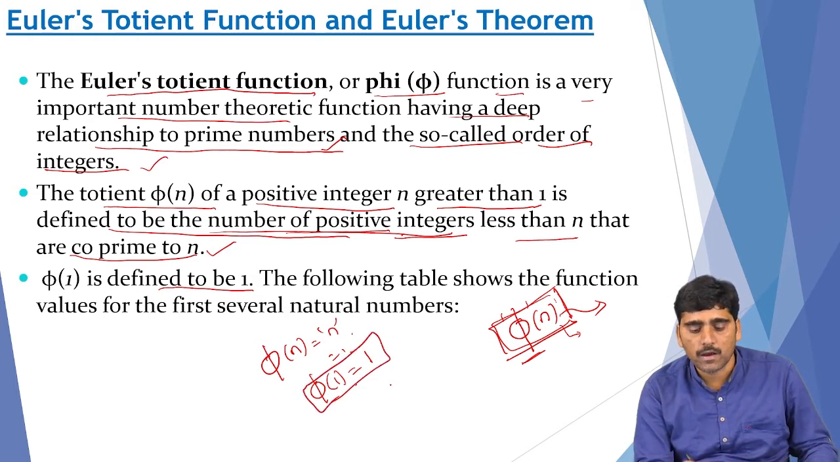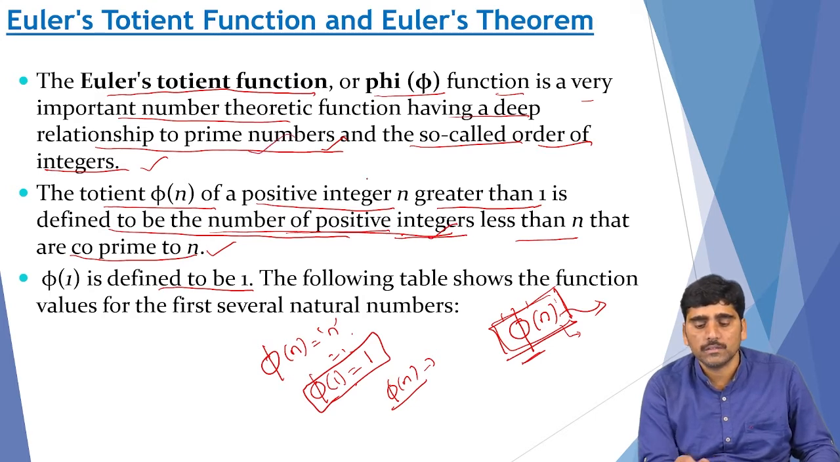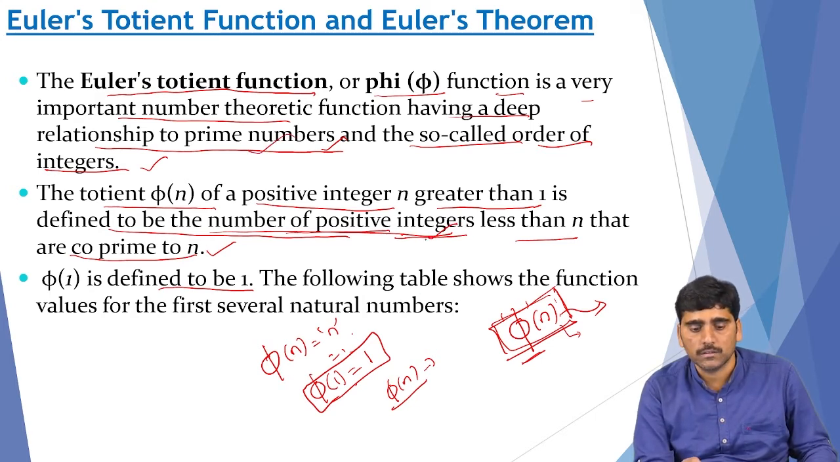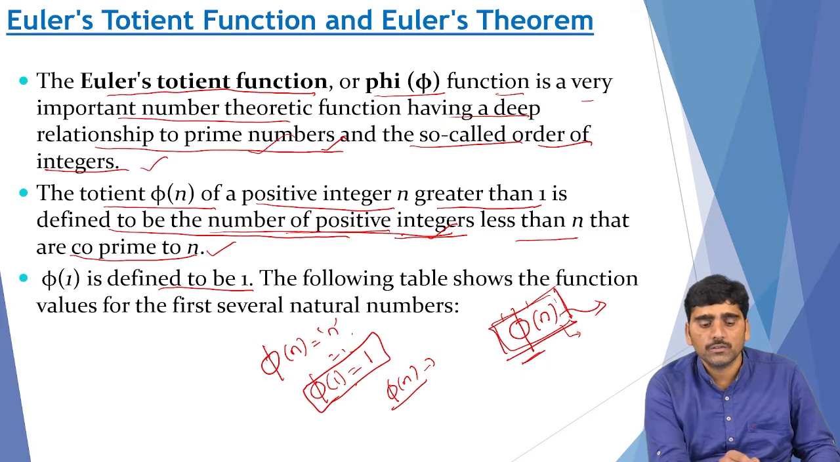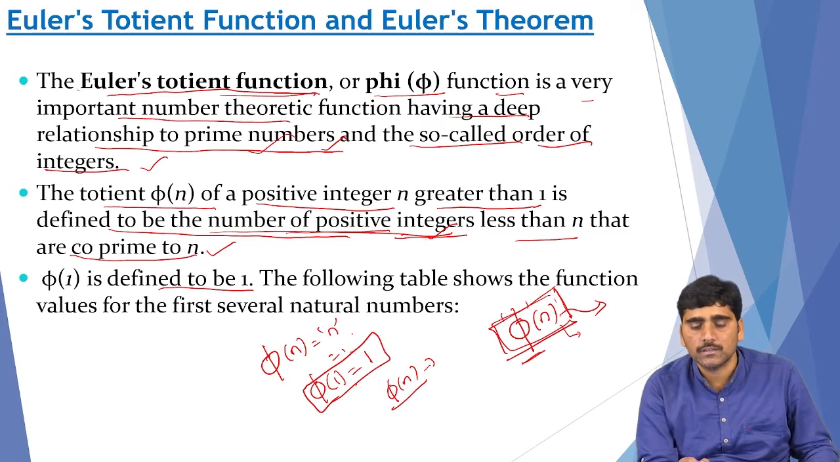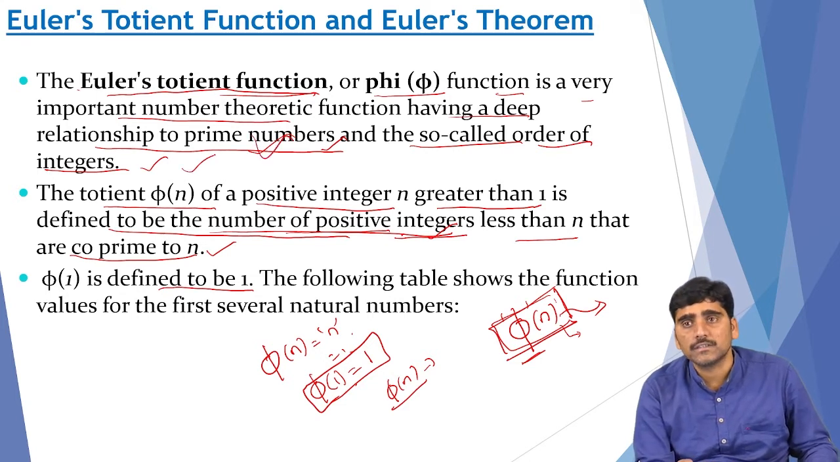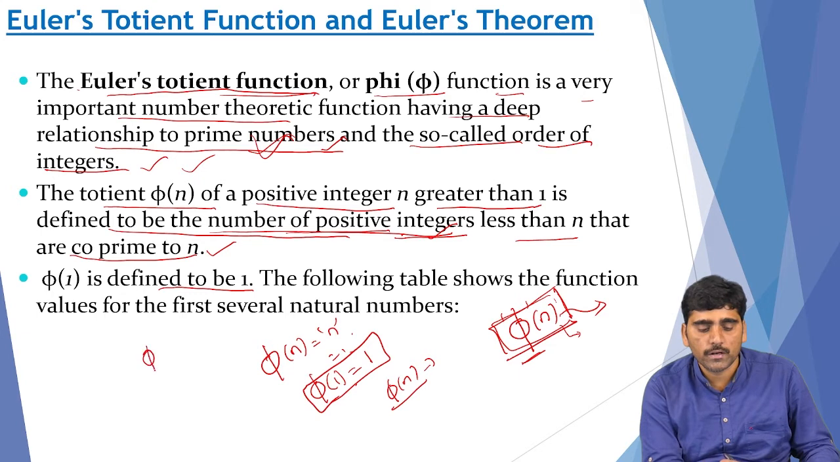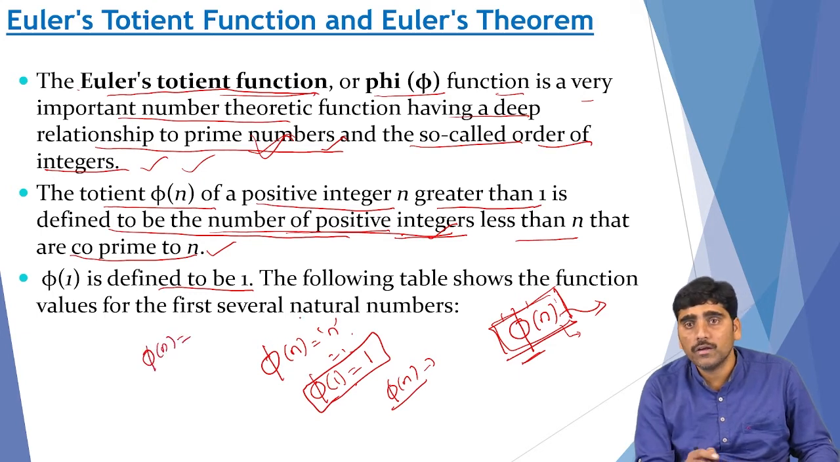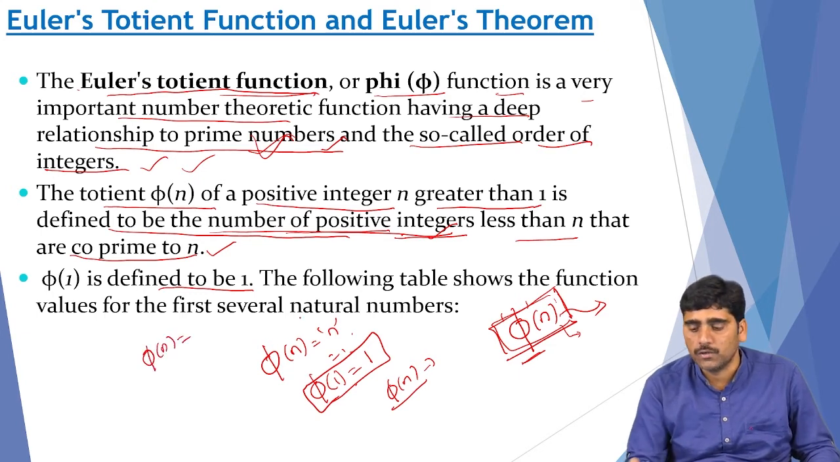So this phi of n, the Euler totient function, has a deep relationship with the positive integers and with the prime numbers. That is what we mentioned here. Simply, the Euler totient function is used to find different values with the help of the deep relationship with the prime numbers and the order of integers. We are going to find the different values, and we'll see how those values come.